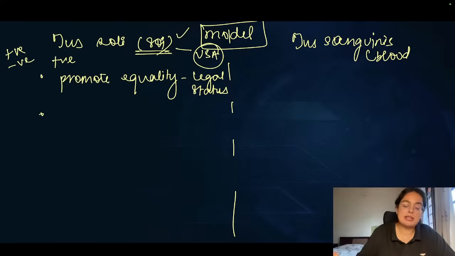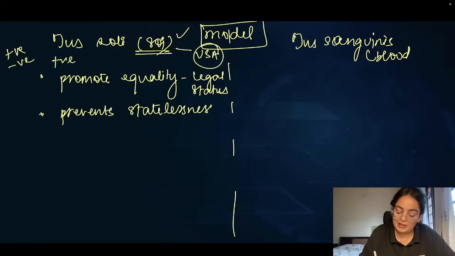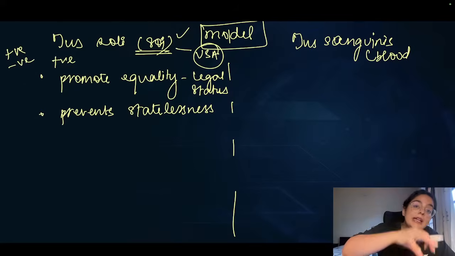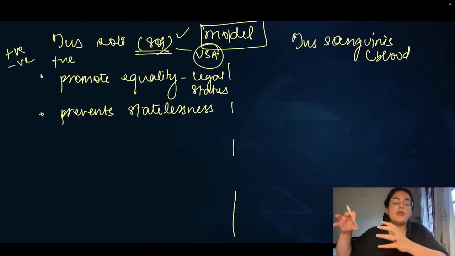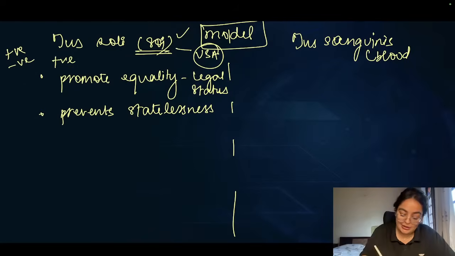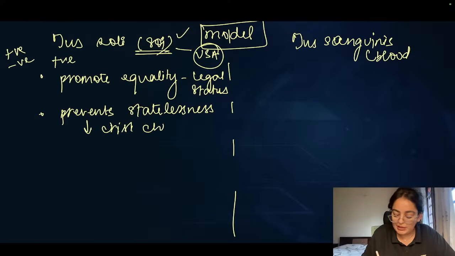It also prevents the idea of statelessness. That means in a time like this, where statelessness is a major issue, for example, the refugee crisis, etc. Instantly a child born anywhere gets the status of a citizen of that place. It reduces the risk of children being stateless. That is also one major positive associated with it.